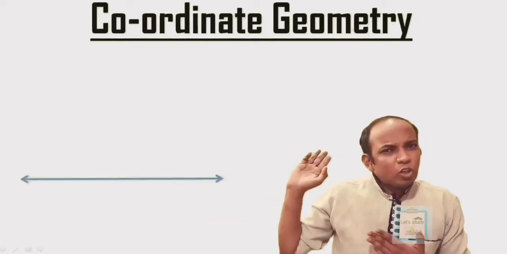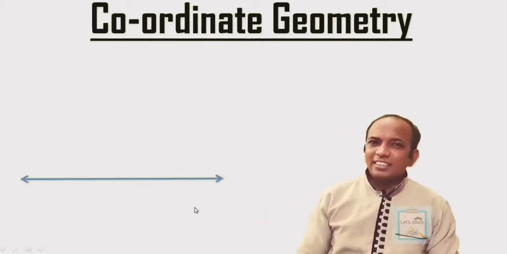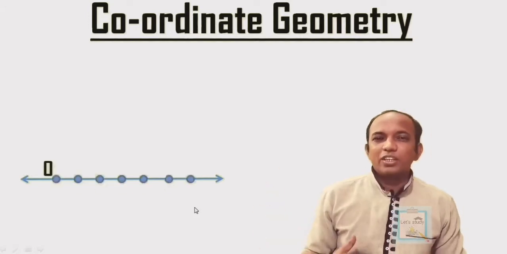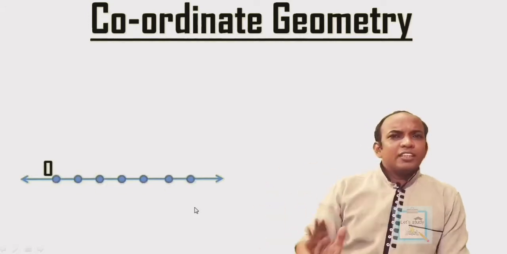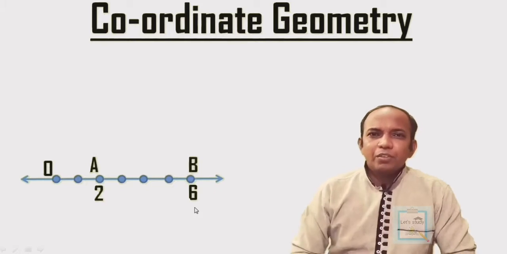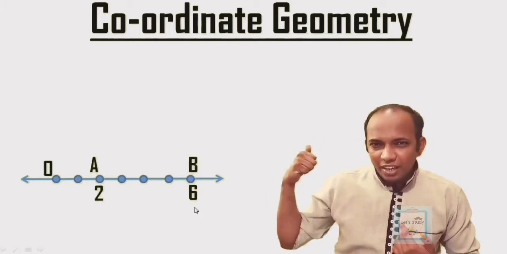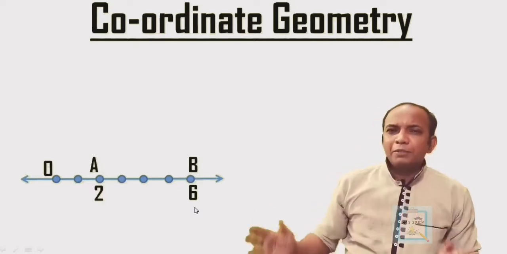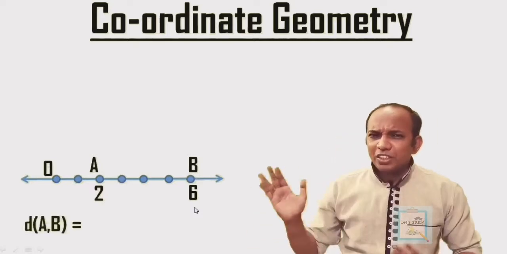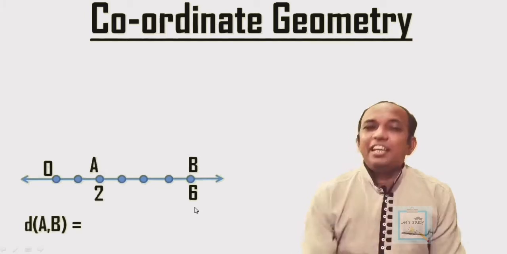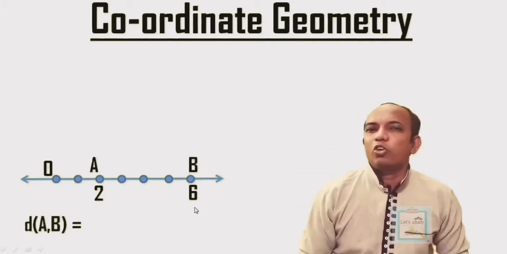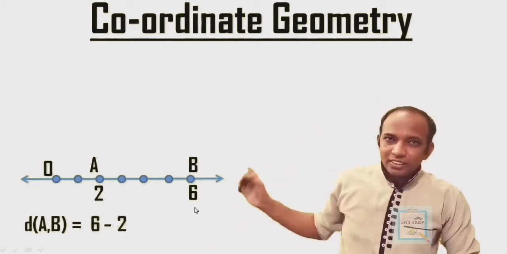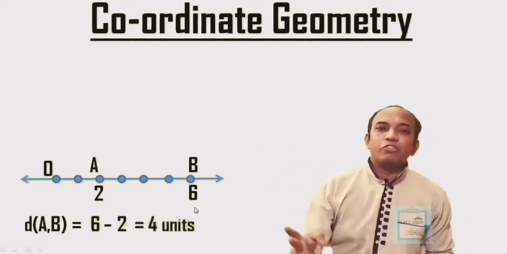This is the horizontal number line, also called the x-axis, where O, or 0, represents the origin. Consider points A and B as shown in the figure, where the coordinate of A is 2 and for B it is 6. Now, do you remember how to find the distance between these 2 points? Yes, it is bigger coordinate minus smaller coordinate, and the moment you do this subtraction, 6 minus 2, you get the answer 4 units.